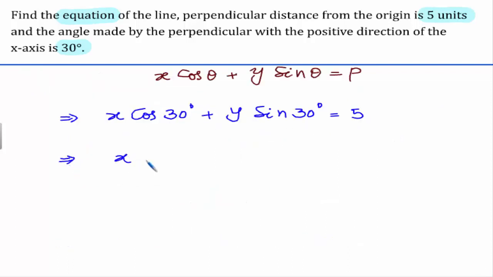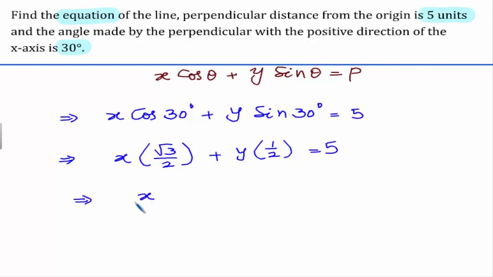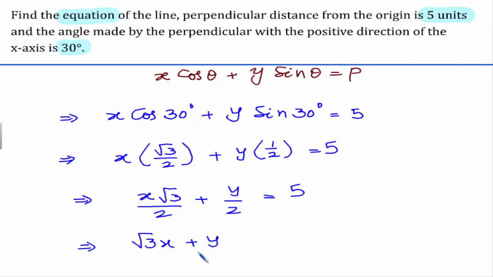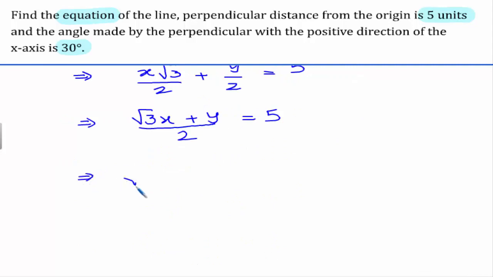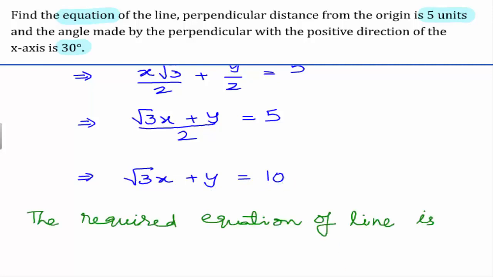Now we know the values of cos 30 and sin 30. Let us substitute, that is x into root 3 by 2 plus y into half is equal to 5. Now if we write this in simplified form, we get x root 3 by 2 plus y by 2 is equal to 5. That implies (root 3 x plus y) by 2 is equal to 5. Now on further simplification we get root 3 x plus y is equal to 10. So the required equation of the line is root 3 x plus y is equal to 10.